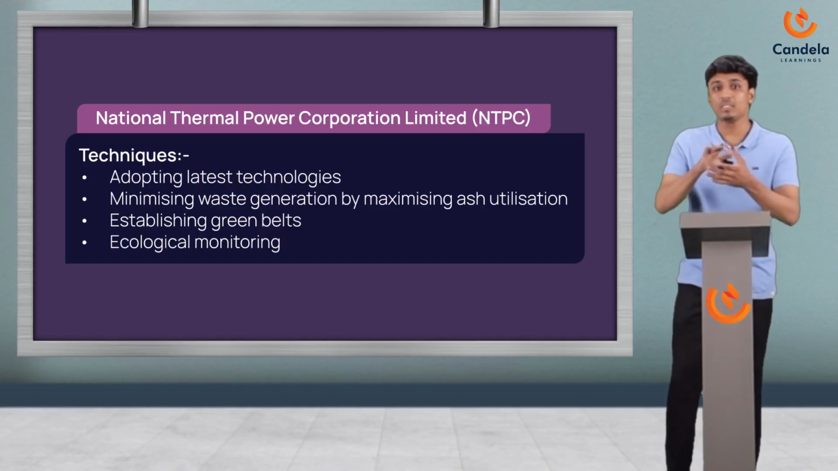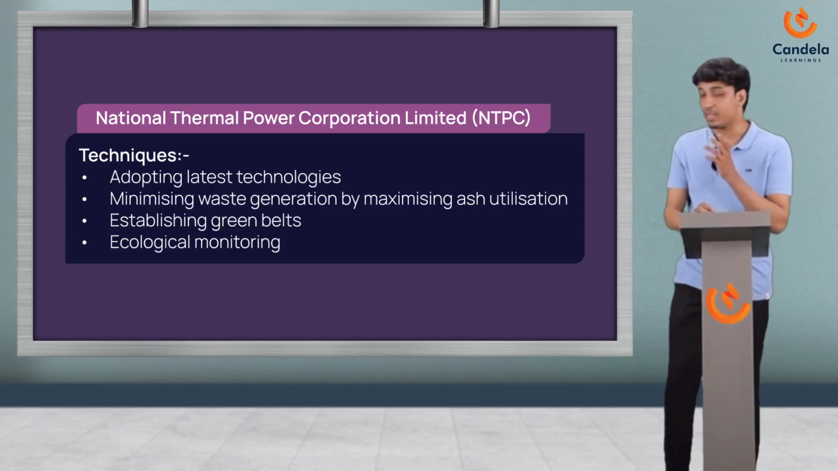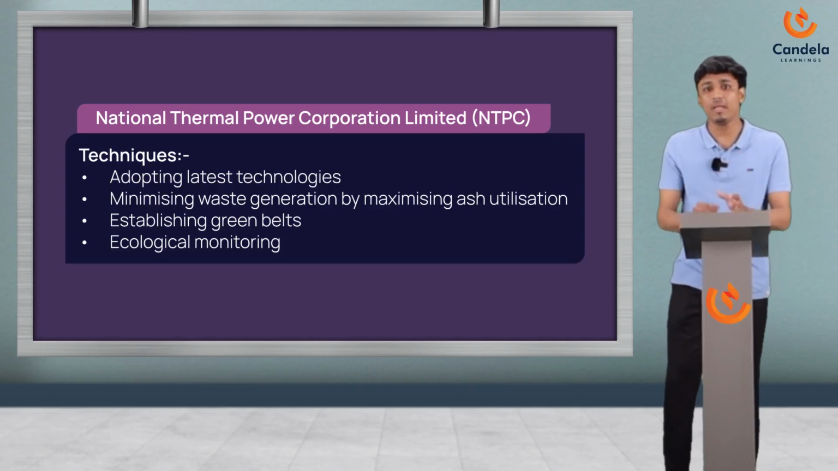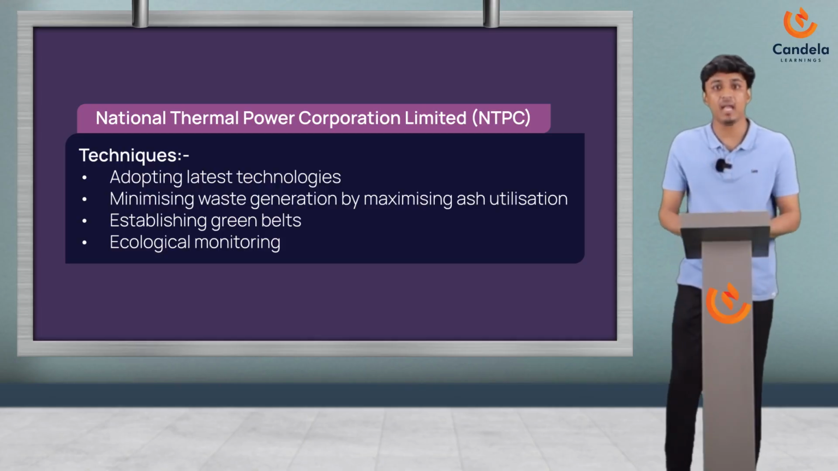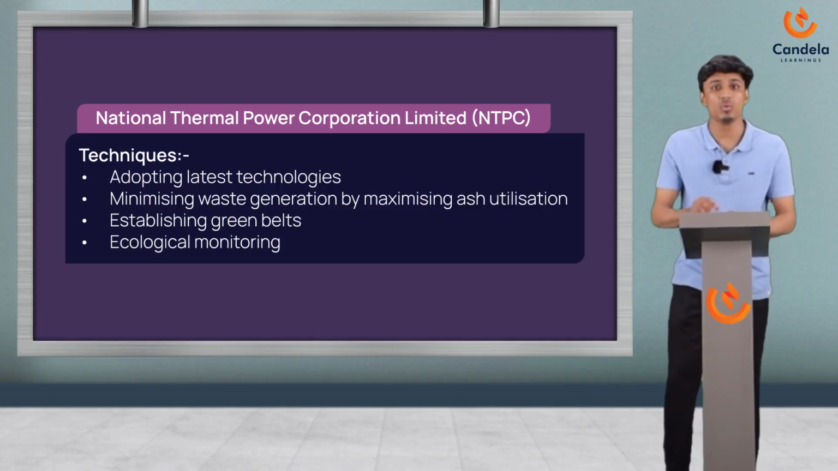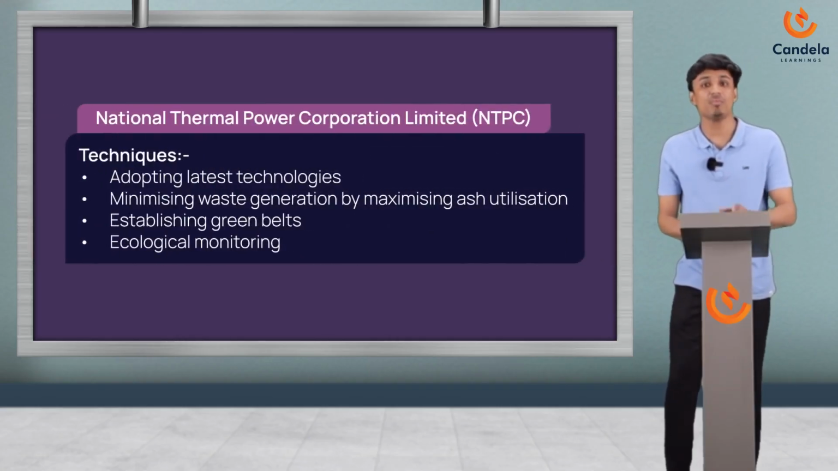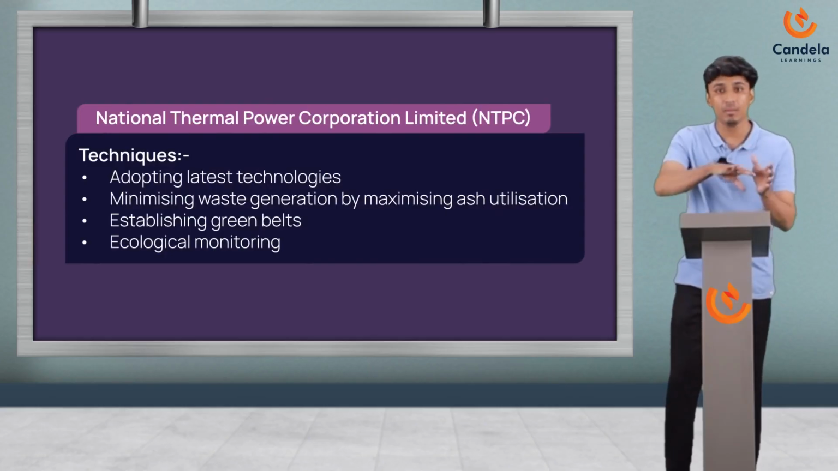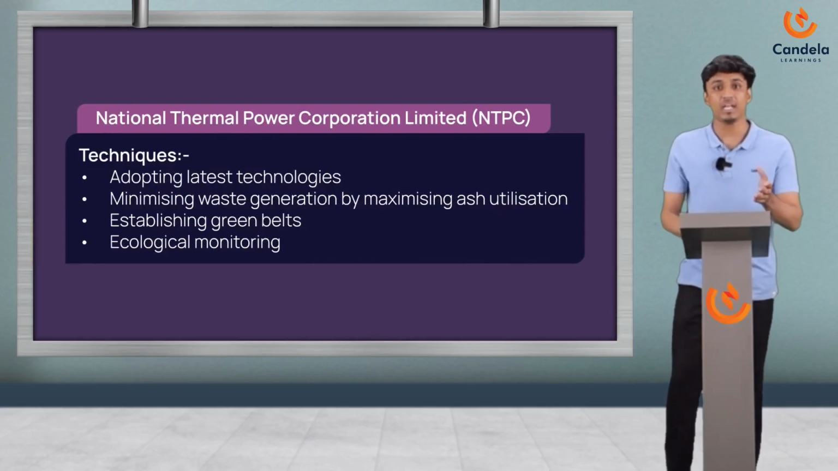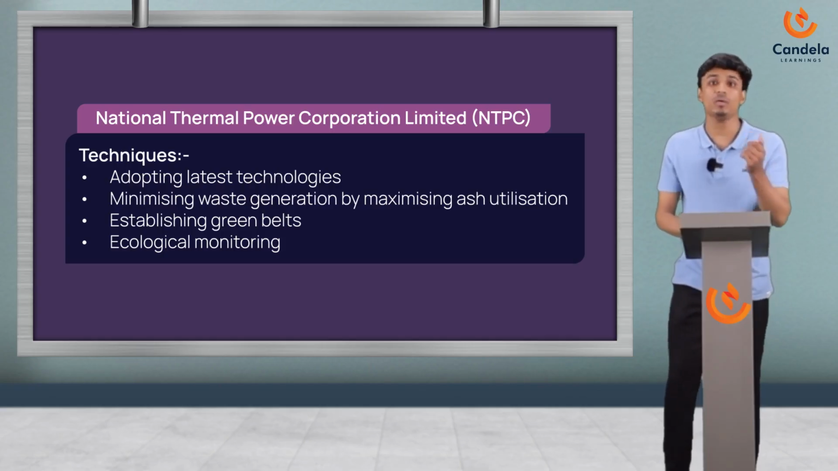Okay. Now the third point, establishing green belts. To promote ecological balance, NTPC has built green belts around its power facilities. See, green belts involve creating areas of vegetation and greenery around the power plants, okay, which can help to absorb pollutants and improve air and water quality.